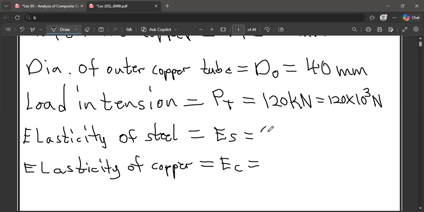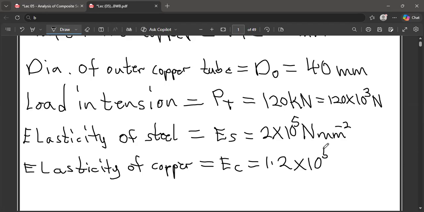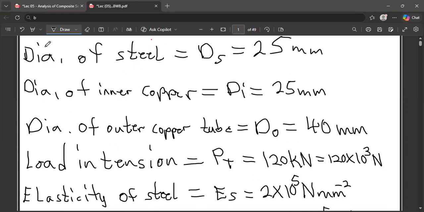The elasticity of steel is equal to 2 times 10 exponent 5 Newton per millimeter squared. Also, the elasticity of copper is equal to 1.2 times 10 exponent 5 Newton per millimeter squared. They are all the same thing. Don't get confused. So we are done putting down our given.